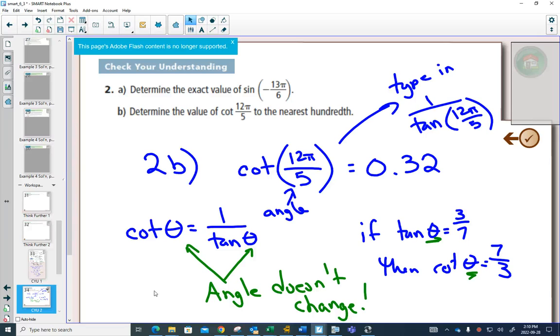And then this is an easy question, because it's just typing it into our calculator. So I'm going to get you to circle 6 and 11, but we're not going to do them right now.